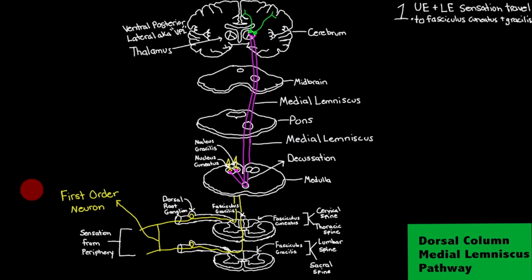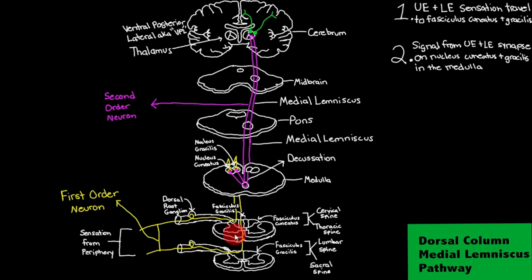Number 1. Sensation from the upper and lower extremity enter the posterior aspect of the spinal cord through the dorsal root ganglion. Here it travels through the fasciculus cuneatus or the fasciculus gracilis. Number 2. The signal continues up the spinal cord until it reaches the nucleus cuneatus or the nucleus gracilis within the medulla. This is known as the second order neuron.